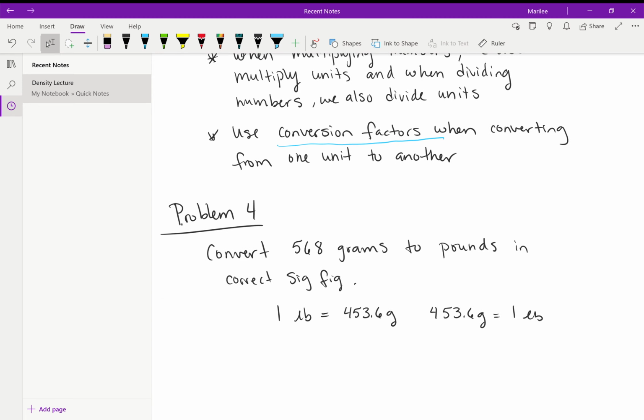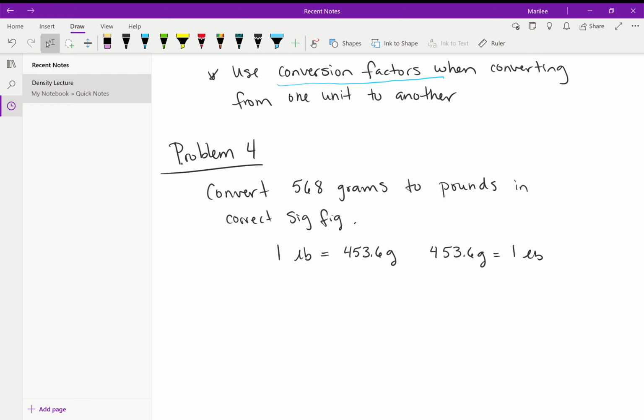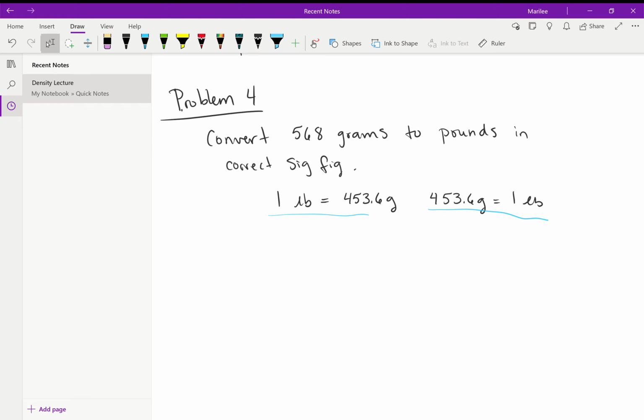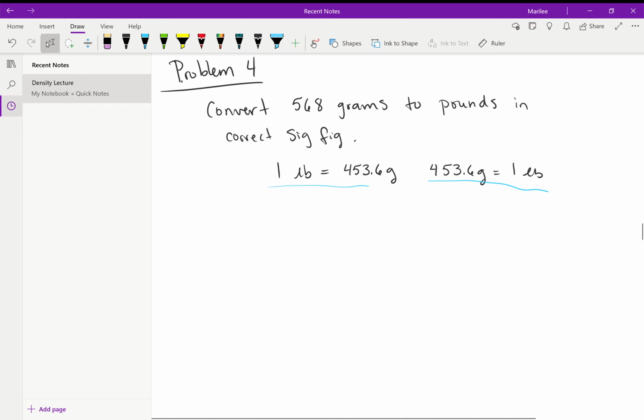So let me go over problem 4 here. It says convert 568 grams to pounds and correct significant figures. So these are the conversion factors. We have 2 conversion factors here. So it says 1 pound is equal to 453.6 grams. Likewise, 453.6 grams is equal to 1 pound. So how do we convert grams to pounds? Let me show you how important it is to keep your units.